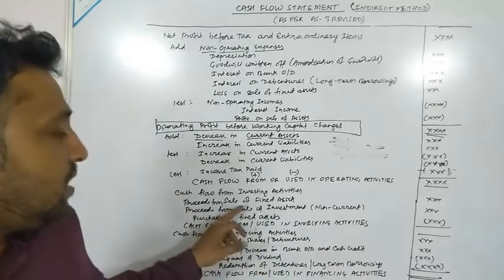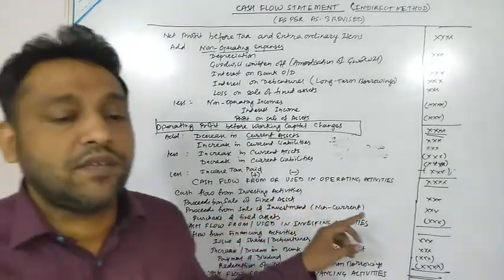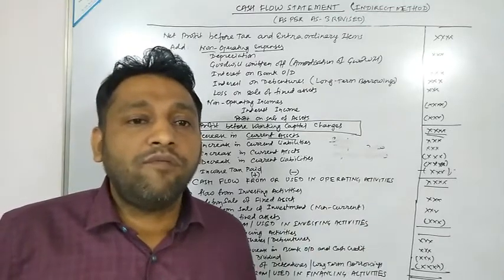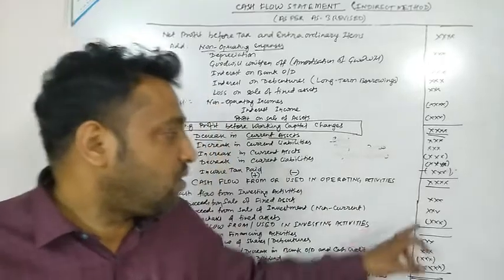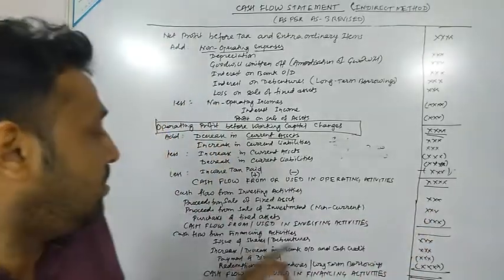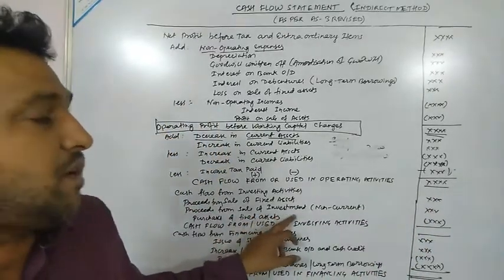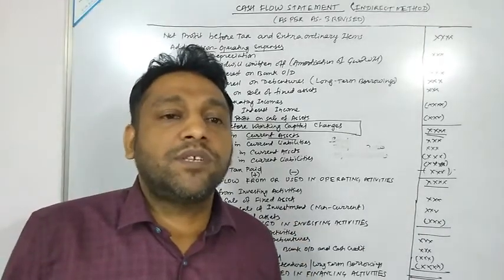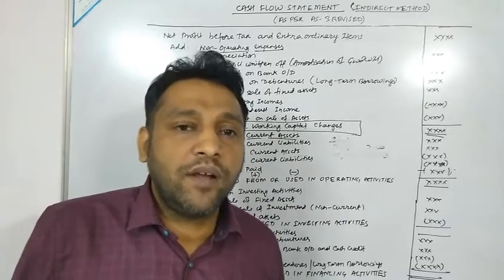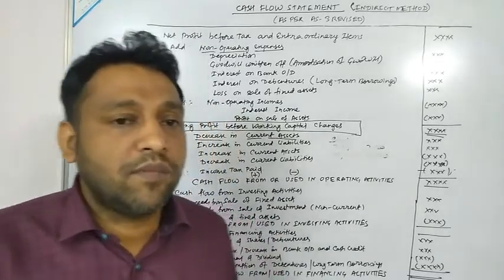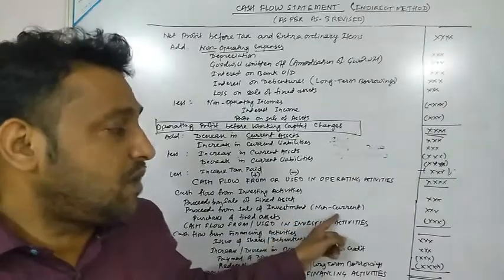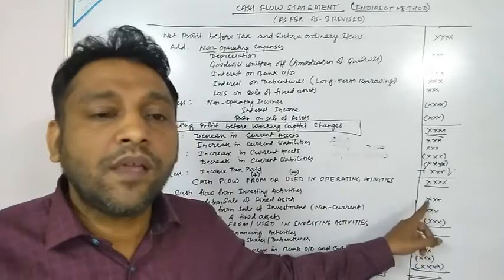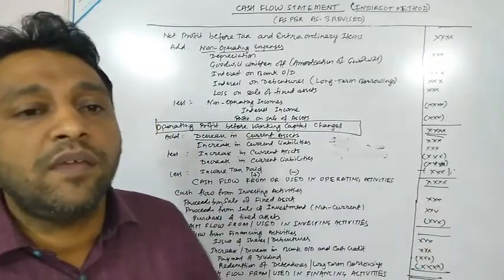Now what we have to see, if there would be the sale of fixed assets, if we are selling fixed assets, that means there would be inflow of cash, so that would be added. Now proceeds from sale of investment: as we have read, current investment would not be taken. Why? Because it would be considered as cash equivalent. But in case of non-current investment, if we are selling the investment, that means there has been an inflow of cash, so that would be added.